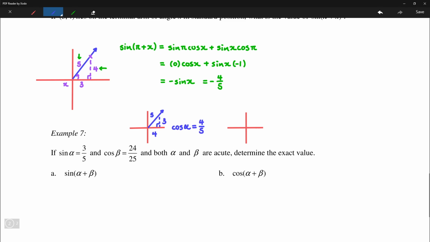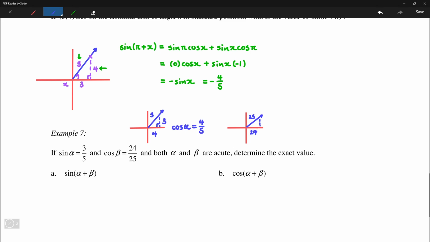And then in the second triangle, we can do something very similar. So here we have the x value is 24. The r value is 25. So let's go ahead and draw those in. So this is 24. This is 25.